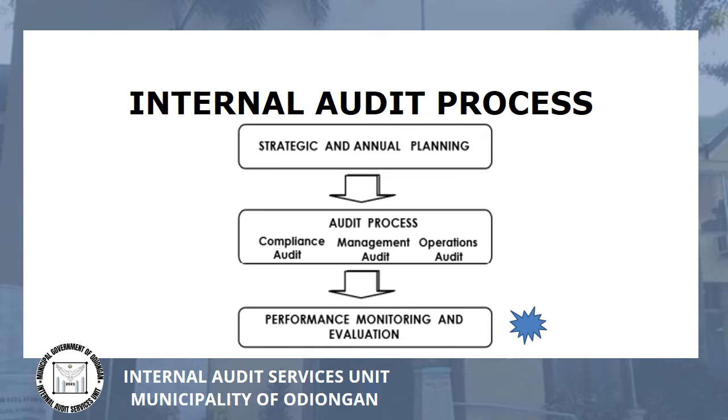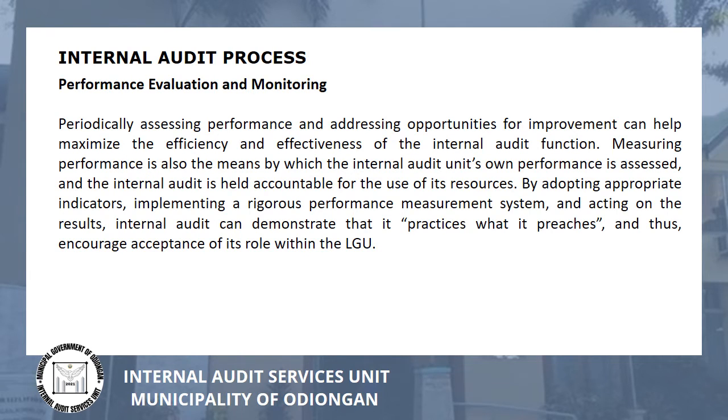The last part of the internal audit process is the performance evaluation and monitoring. Periodically assessing performance and addressing opportunities for improvement can help maximize the efficiency and effectiveness of the internal audit function. Measuring performance is also the means by which the internal audit unit's own performance is assessed, and the internal audit is held accountable for the use of its resources.